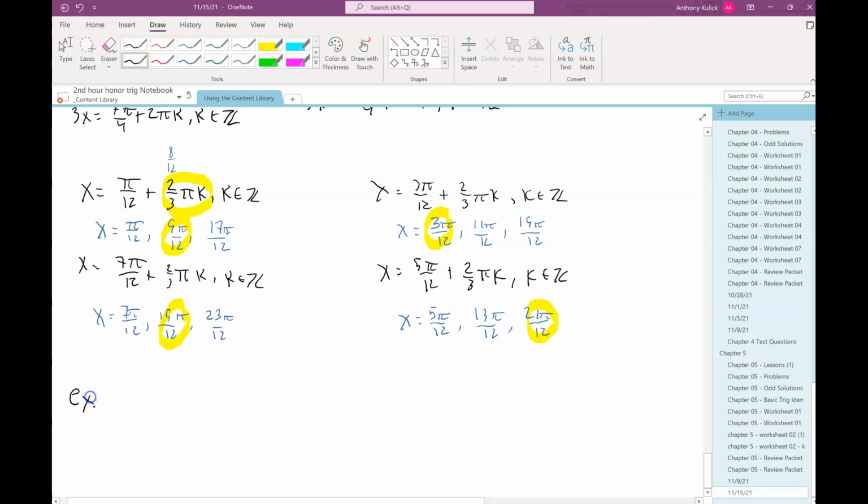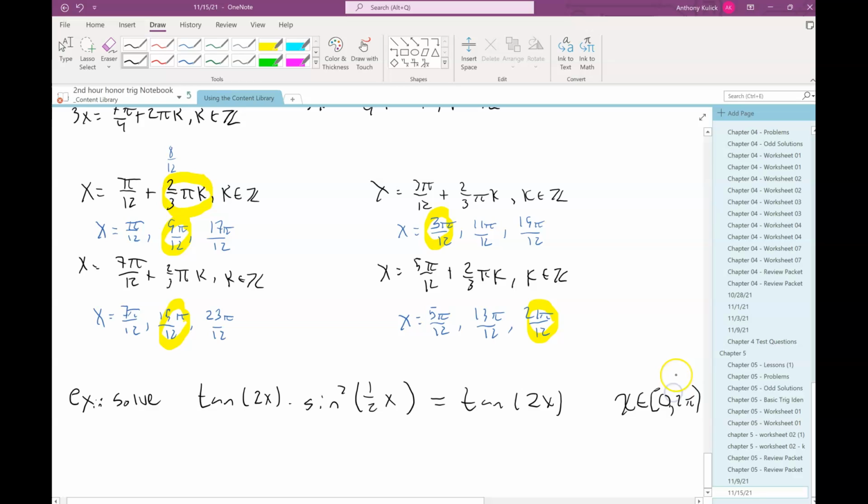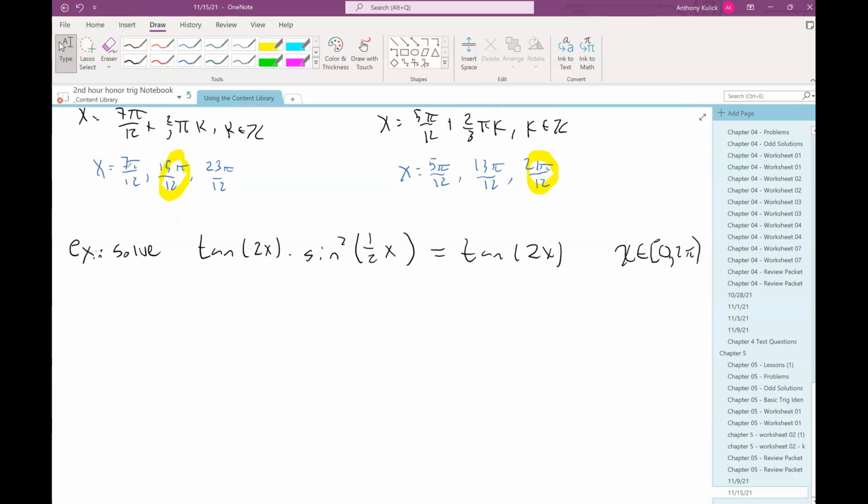Let's do another. Okay. So, tangent 2x times sine squared 1/2 x equals tangent 2x. Yikes. Where do I start with this thing?